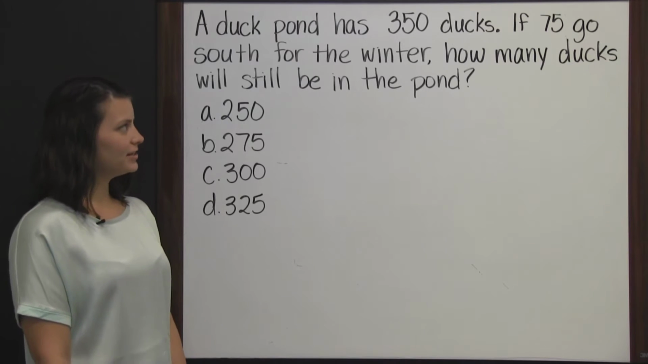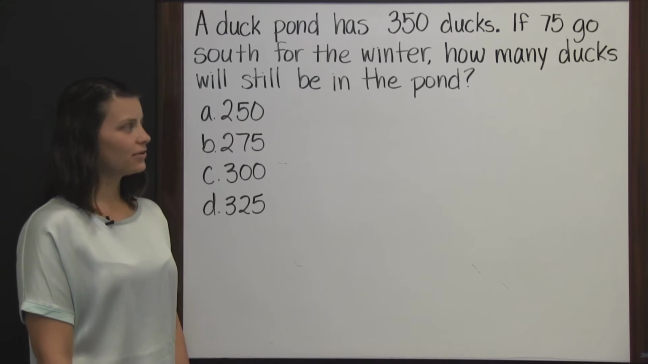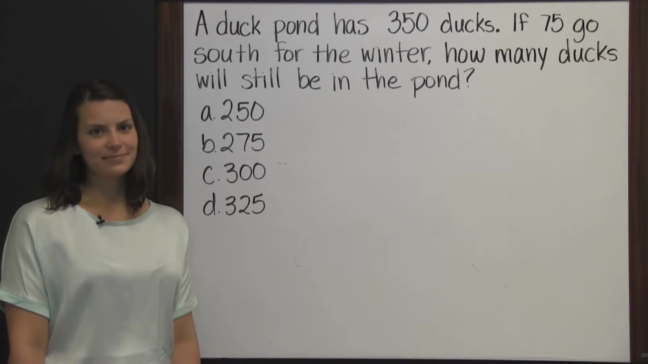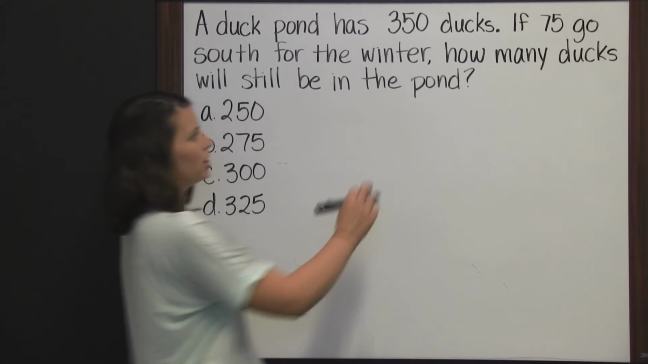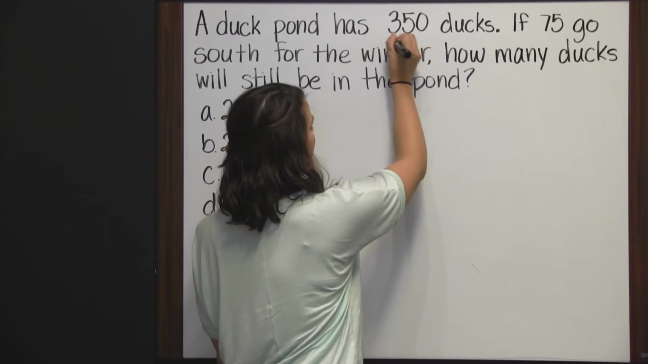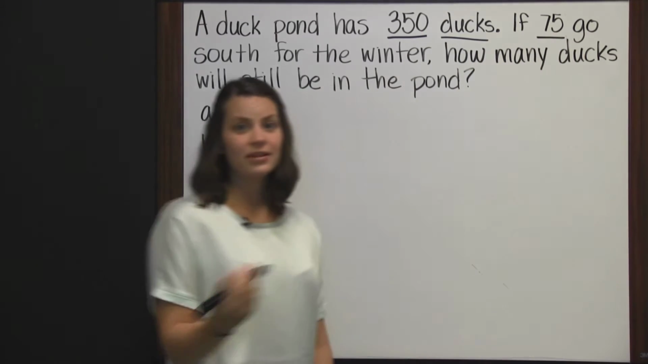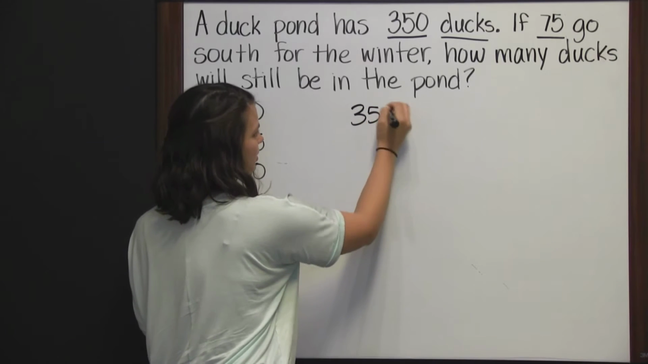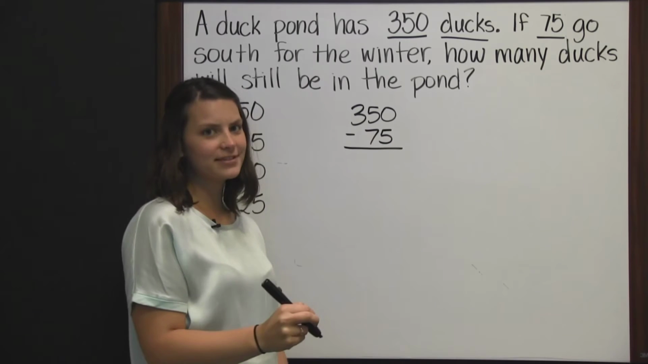A duck pond has 350 ducks. If 75 go south for the winter, how many ducks will still be in the pond? This is a subtraction problem. We're starting with 350 ducks and 75 leave. So we start with our 350 ducks and we take away the 75 ducks that left.